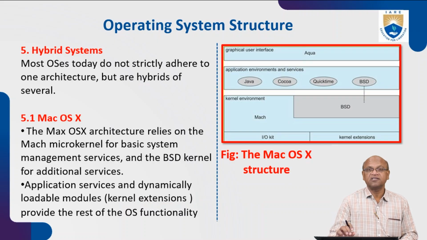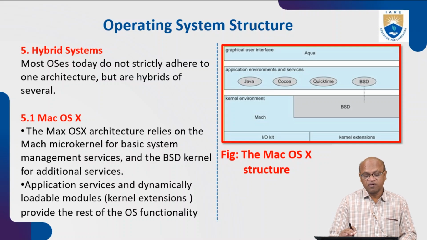So hybrid systems. In the hybrid system, most operating systems today do not strictly adhere to one architecture, but are hybrids of several. So as you see, the Mac OS architecture relies on the Mach microkernel for basic system management services, and the Berkeley BSD kernel for additional services, application services, and dynamically loadable modules, kernel extensions, provide the rest of the OS functionality.